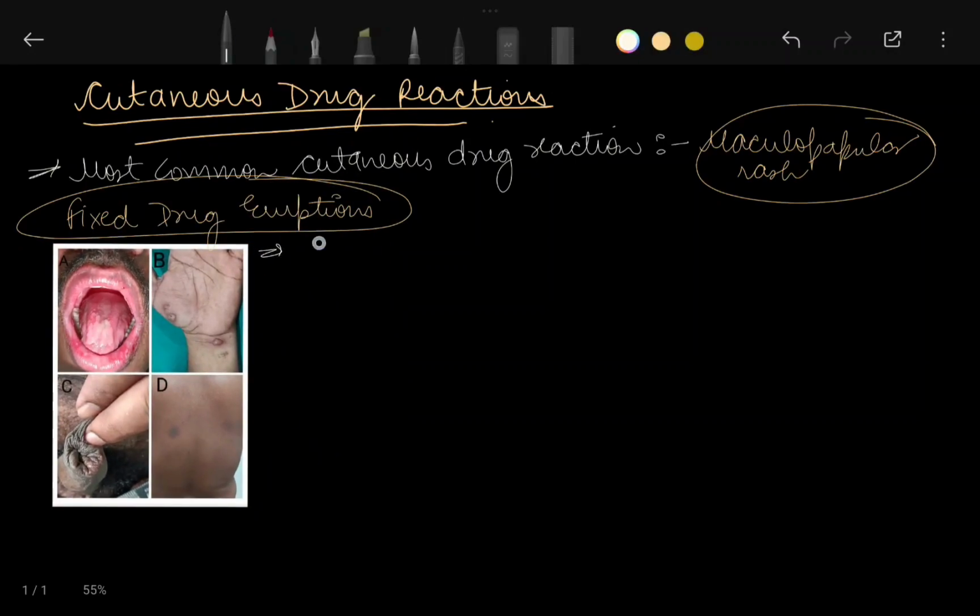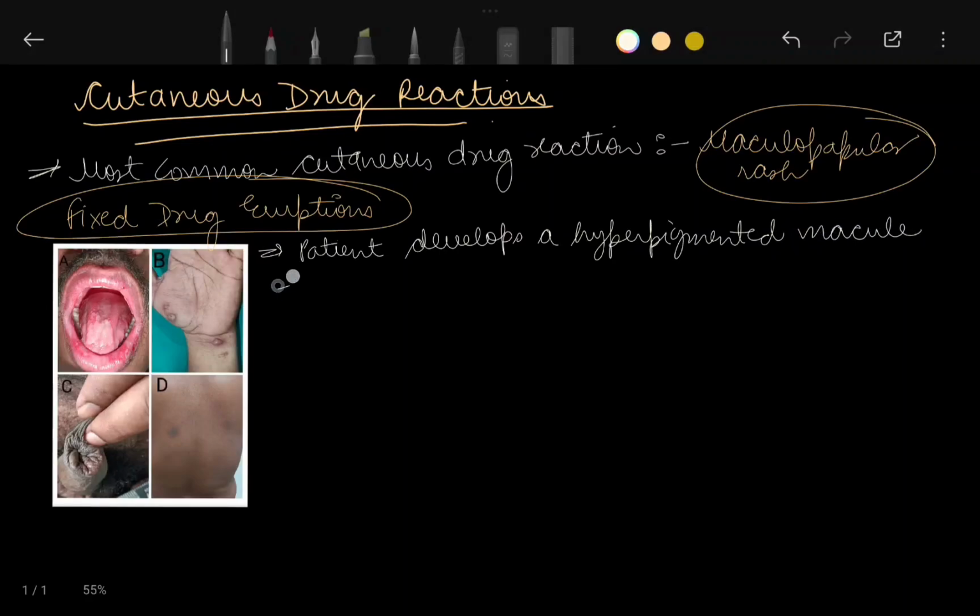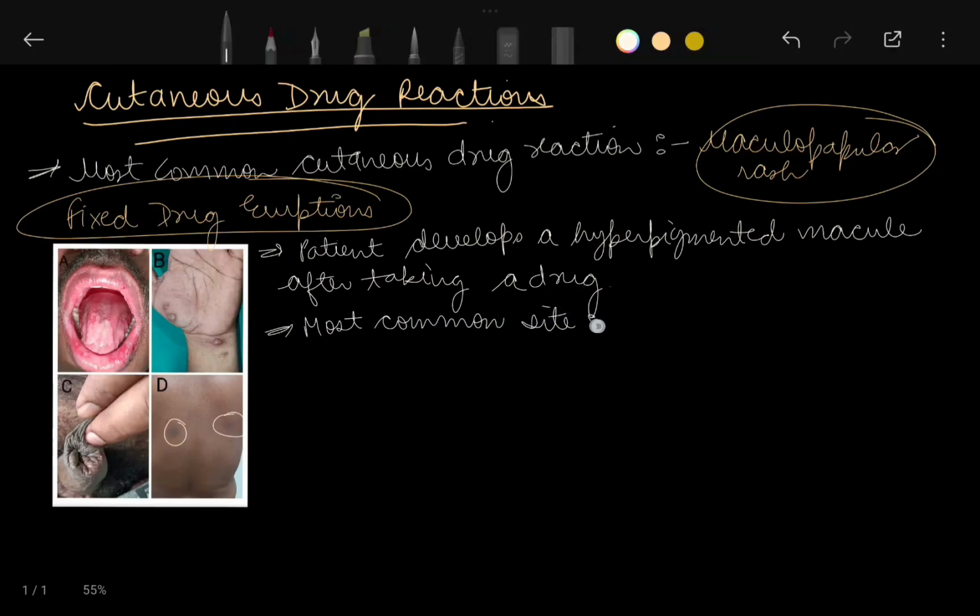In this, the patient develops a hyperpigmented macule after taking a drug. Okay. In fixed drug eruptions, the patient develops a hyperpigmented macule after taking a drug only. Hyperpigmented macules we can see over here. After taking a drug, the most common sites are the lips and the genitalia.